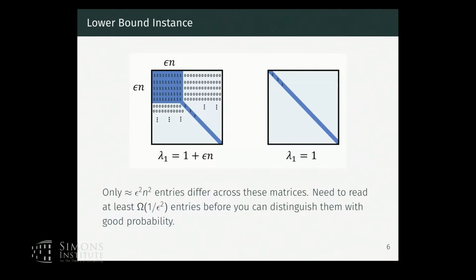The top eigenvalue of this matrix is large. It's epsilon n, or actually it's probably just epsilon n. I don't think there's a plus 1. But anyways, it has a big eigenvalue. If I read less than 1 over epsilon squared entries and I've scattered these 1s throughout the matrix, with high probability, I'll never see a 1. I'm only going to read zeros. So I'm never going to be able to tell apart these 2 matrices. So basically, we know that if I want error like epsilon n in my eigenvalue approximation, I need to read at least 1 over epsilon squared entries. So this is the hard case for why we have to scale.